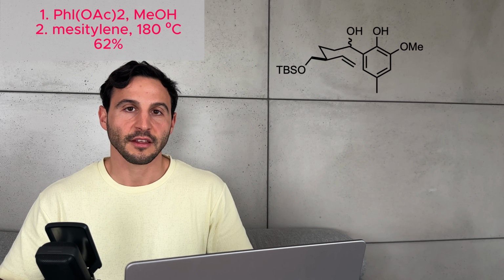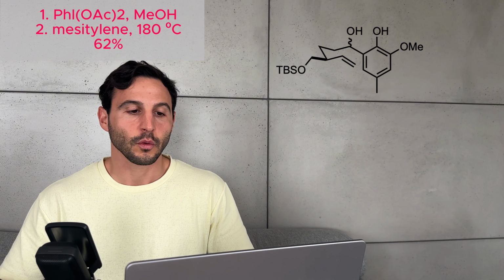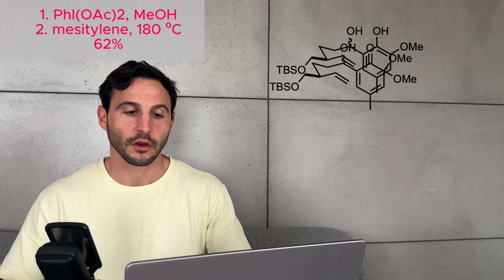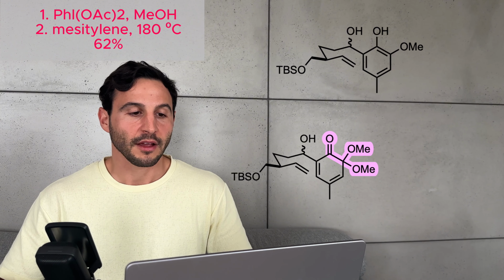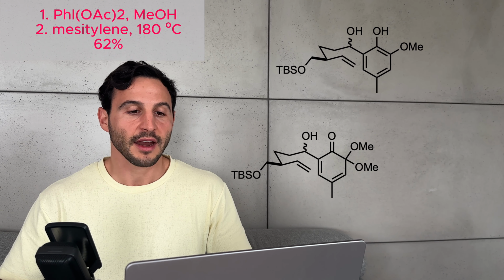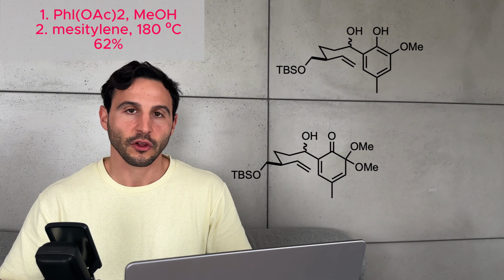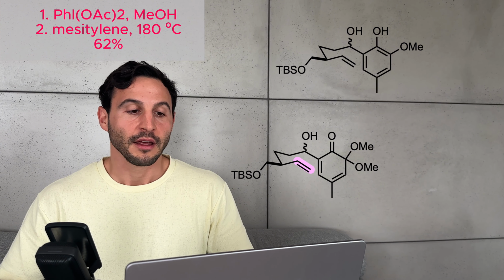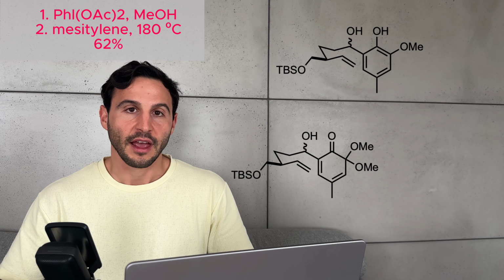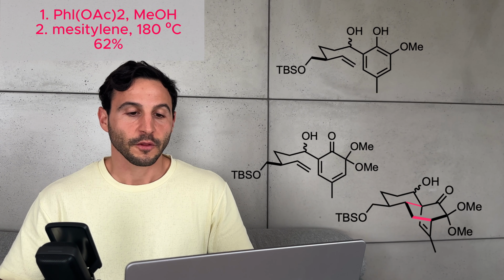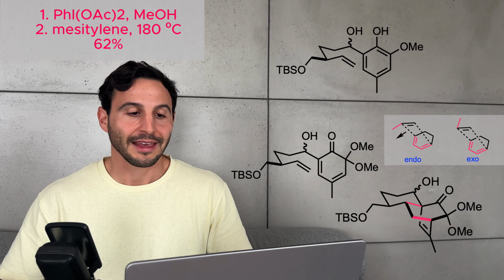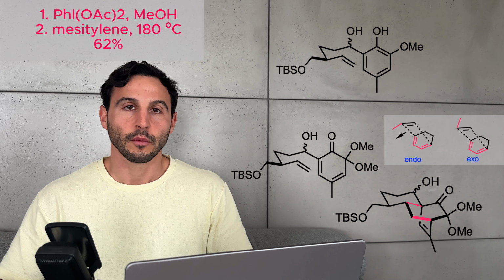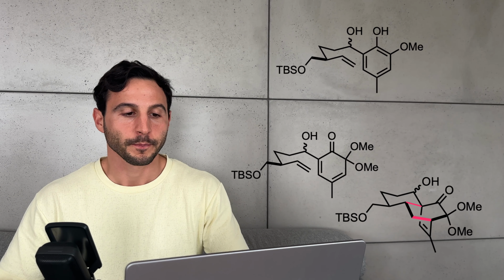The alcohol is then treated with iodobenzene diacetate in methanol, leading to an oxidative dearomatization. This step provides the substrate required for the desired intramolecular Diels-Alder reaction, which occurs between the diene and the dienophile to give exclusively the endo cycloadduct. This product arises from the alkene approaching the diene with the substituent oriented towards the pi system.